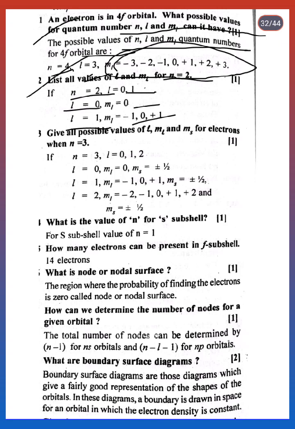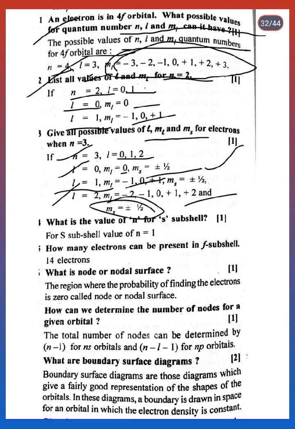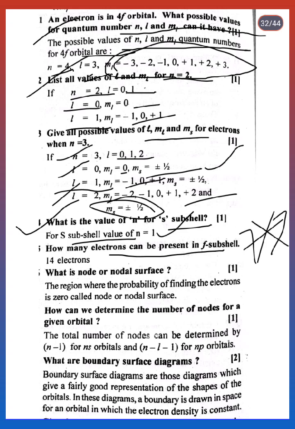Give all possible values of l, ml, ms for the electron when n equal to 3. n equal to 3, so l value is 0, 1, 2. l equal to 0, ml is 0, ms plus half and minus half. l equal to 1, ml has value -1, 0, +1 and ms has plus minus half. Similarly, l equal to 2, ml has value -2, -1, 0, +1, +2 and ms has plus half and minus half. Next, what is the value of l for s subshell? It is 1 value. How many electrons are possible in the f subshell? There are a total of 7 orbitals, so 7 × 2, that is 14 electrons.